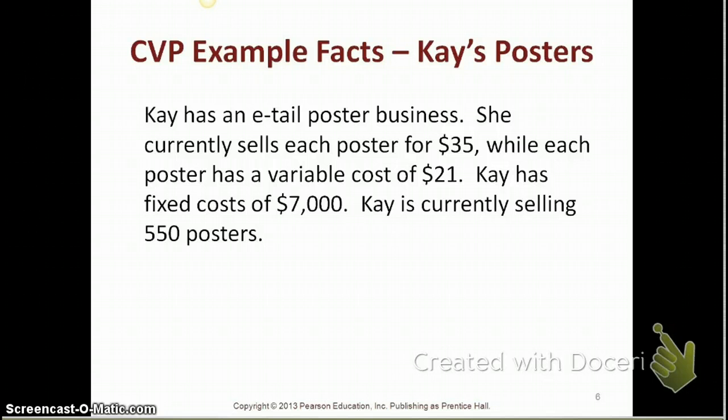They tell us that each poster currently sells for $35. So that is the selling price per unit. And each poster has a variable cost of $21, so that's $21 per unit. This business has fixed costs of $7,000, and the current selling volume is 550 posters. So volume is 550 posters.